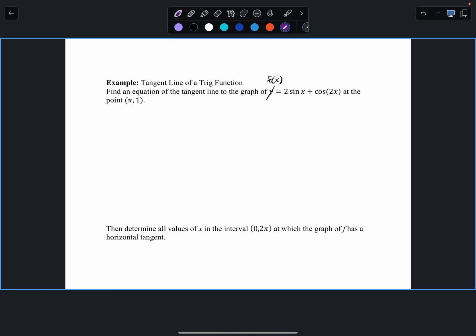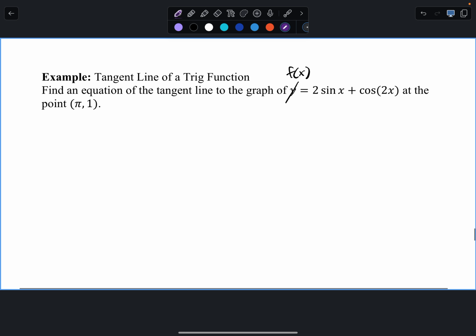So this is the same thing as that, right? Okay, pi. Then I have to divide it by this, so f prime is 2 cosine x plus negative 2 sine 2x.